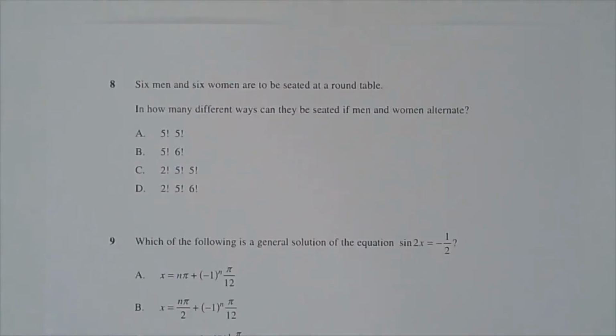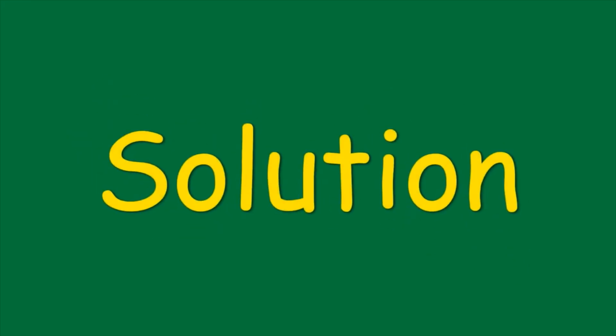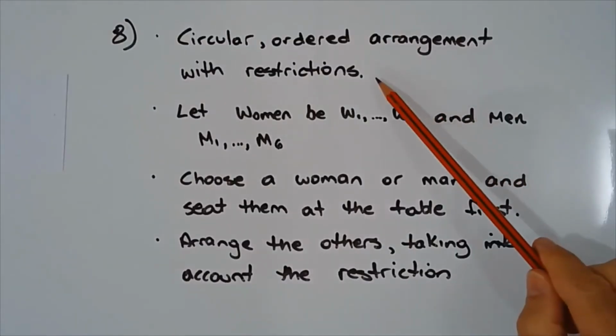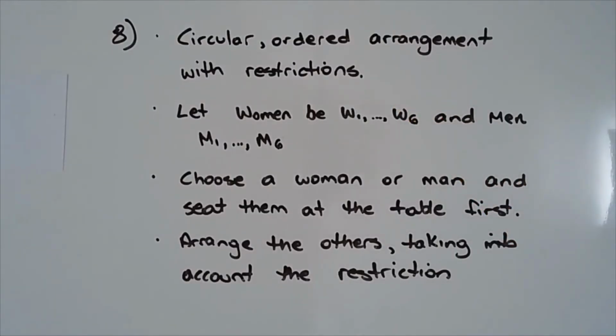Question 8. 6 men and 6 women are to be seated at a round table. In how many different ways can they be seated if men and women alternate? Firstly, this is a circular ordered arrangement with restrictions. That means we'll be using permutations, not combinations.